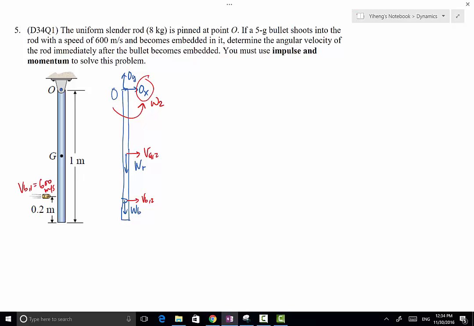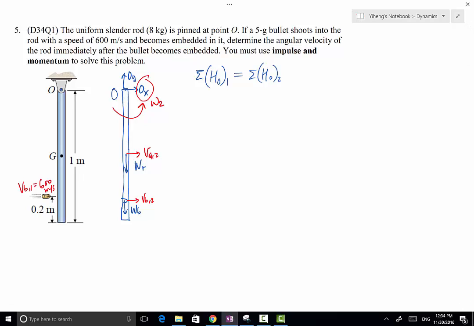With that said, the total angular momentum about point O at the first state, initial state, equals the total angular momentum about point O during the second state. And this is the equation we're going to use to solve this problem.